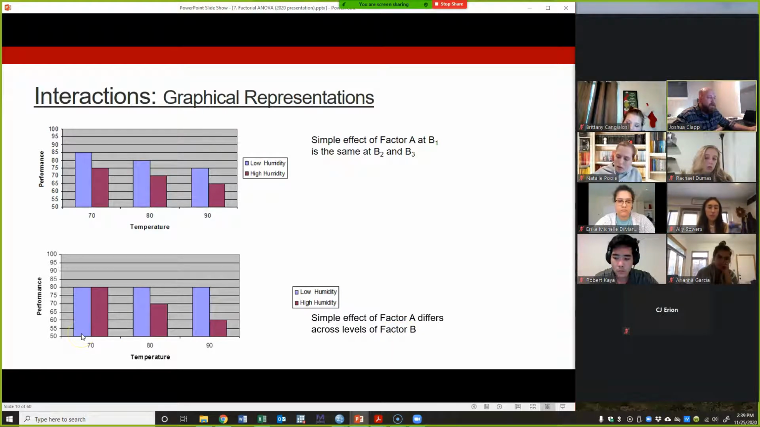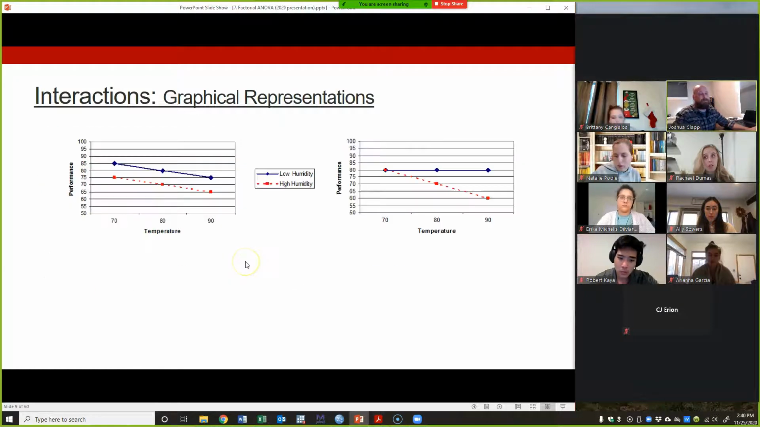So again, factor A is humidity. Simple effect of factor A, do we have differences in high and low humidity? At 70 degrees, no differences on high and low humidity. At 80 degrees, some difference. At 90 degrees, more difference. Okay. What we can also do is draw a point between each of our low humidity bars and our high humidity bars and draw a line through that, and we get the same thing as we do here.